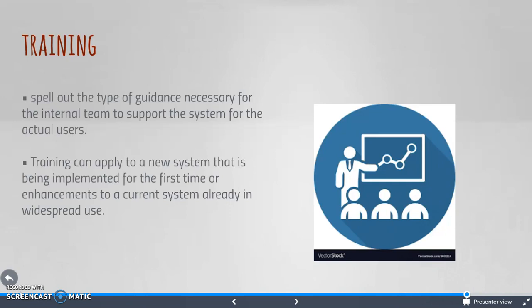Next is training, which spells out the types of guidance necessary for the internal team to support the system for the actual users. And also the training can apply to a new system that is being implemented for the first time or an enhancement to a current system already in widespread use.